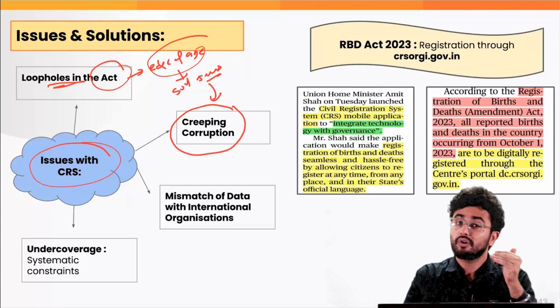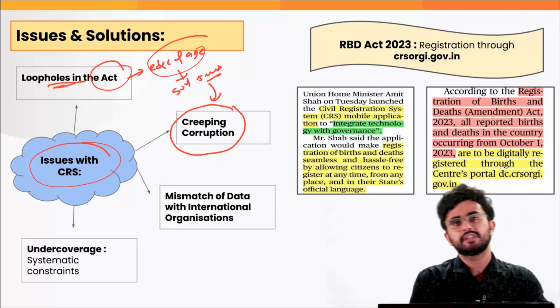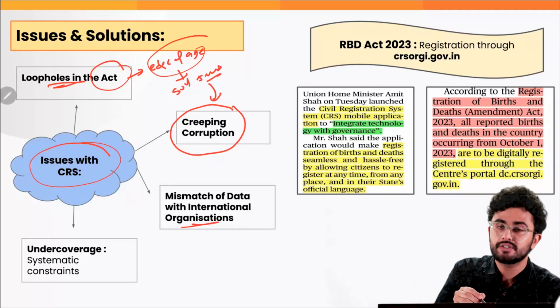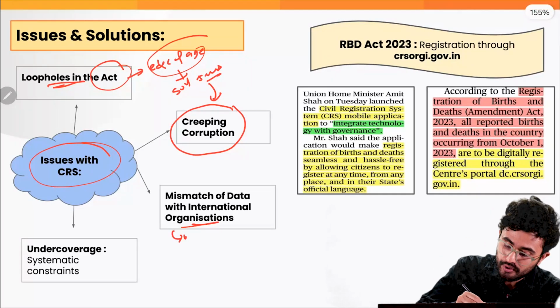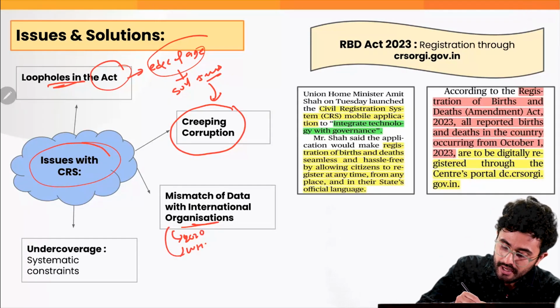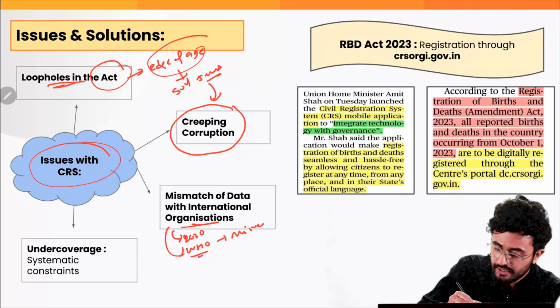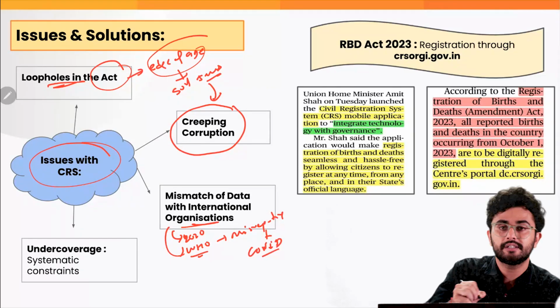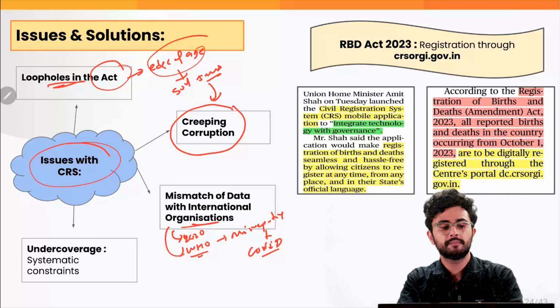Also, there exists a lot of mismatch of data when it comes to this civil registration system and the international organizations. You guys can actually recall the furor which was caused back in 2020 when the World Health Organization said that India is actually misreporting the COVID death which is occurring there through its civil registration system.